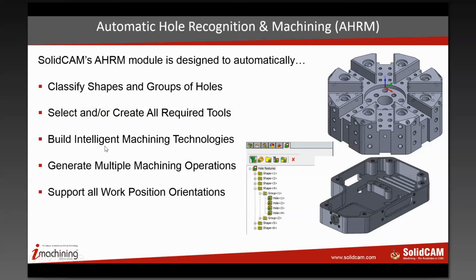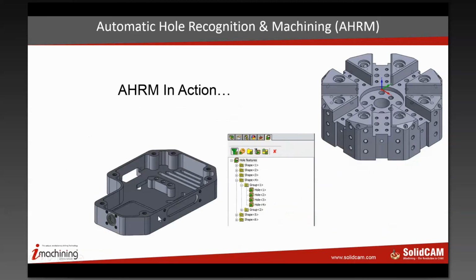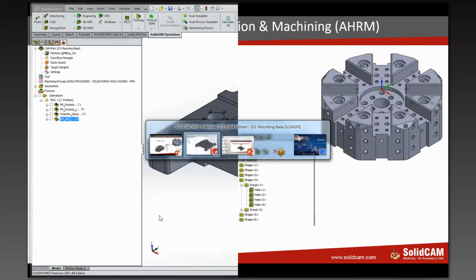It also builds intelligent machining technologies. We know what we want to do under certain conditions, and it'll automatically create those for us using the machine process engine. Okay? And it generates the multiple machining operations. Now, this also does some pretty cool stuff in that it supports multiple work positions. We'll show you that here in just a moment. Let's take a look at what this looks like in action.